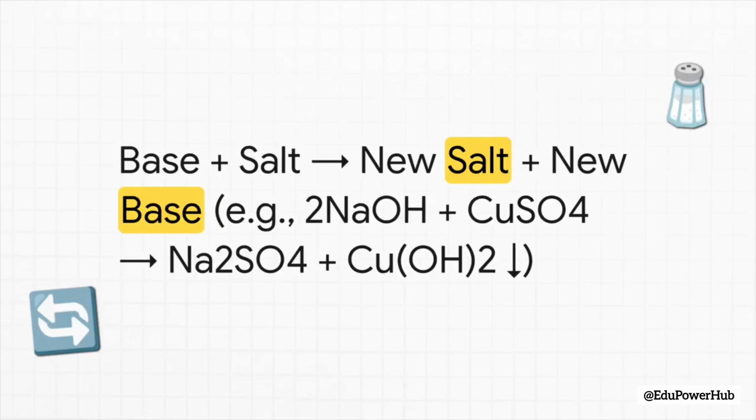Of course, bases have their own special recipes too. When a base meets a salt of a weak acid, it's basically a chemical dance where they just swap partners. Watch what happens when sodium hydroxide reacts with copper sulfate. The sodium ditches its partner and pairs up with sulfate to make a new salt, sodium sulfate.